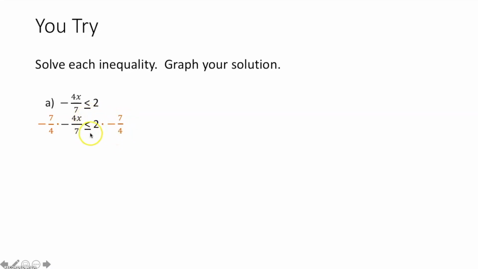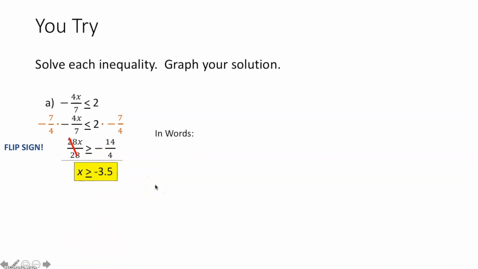But what about this sign? Remember, when you multiply both sides by a negative number, you need to flip the sign. Let's simplify. These 28s are going to cancel each other out. We just get x on this side. Over here, negative 14 over 4. You could either divide each of these by 2 to simplify it, you get negative 7 over 2, or you could just divide it in your calculator and get negative 3.5. Now I have my inequality.